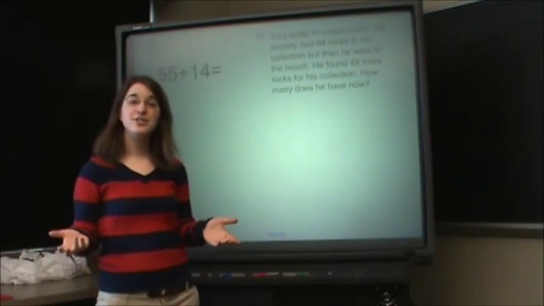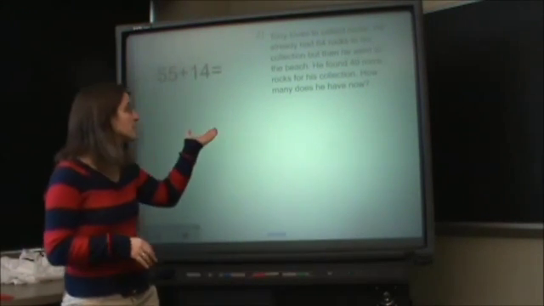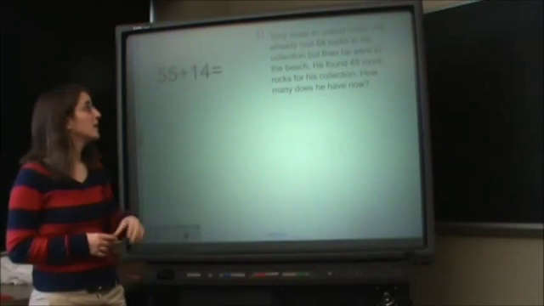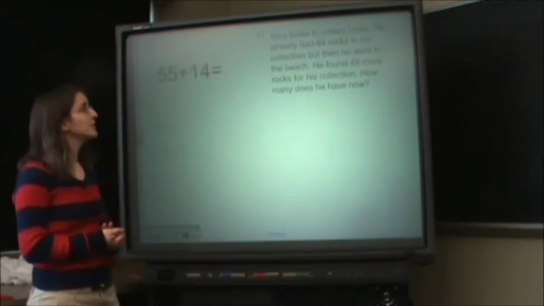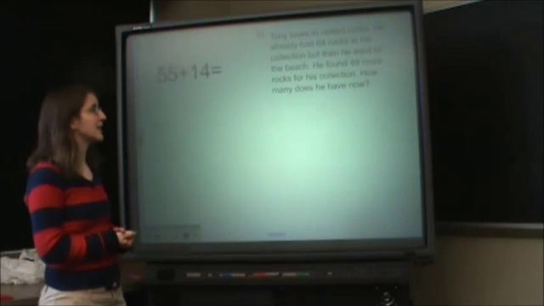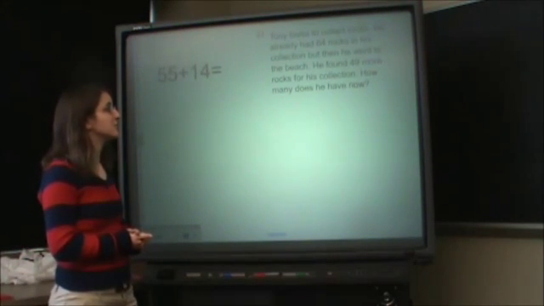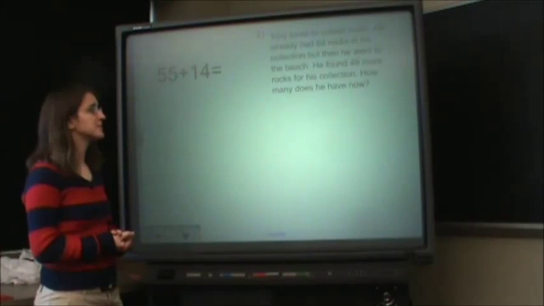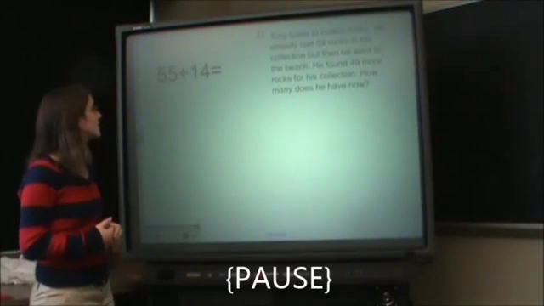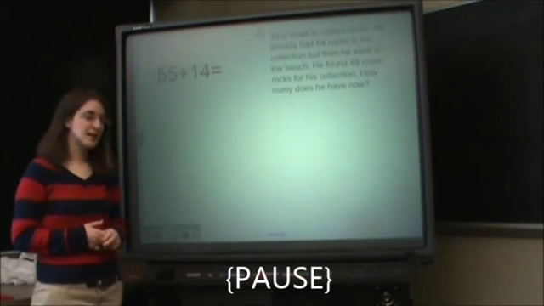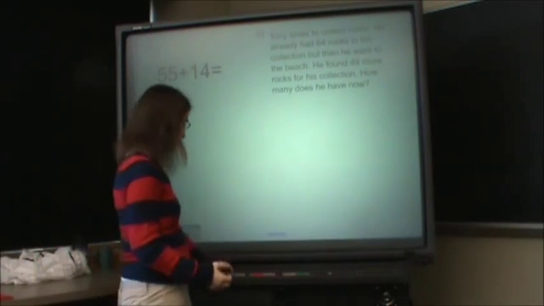I would like you to solve these two number sentences and a number story as well on your own. The number story says Tony loves to collect rocks. He already had 64 rocks in his collection, but then he went to the beach. He found 49 more rocks for his collection. How many does he have now? Go ahead and pause your video and work on that now. Let's see how you did.